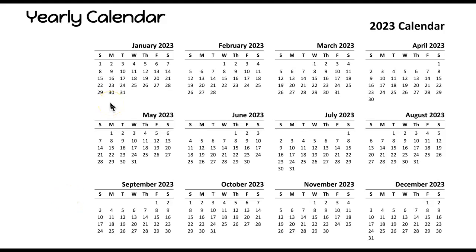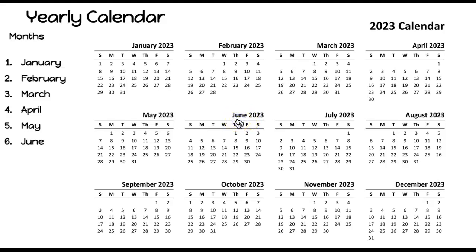The yearly calendar has 12 months. The first month is January. Second month is February. Third month is March. Next is April. The fifth month is May.